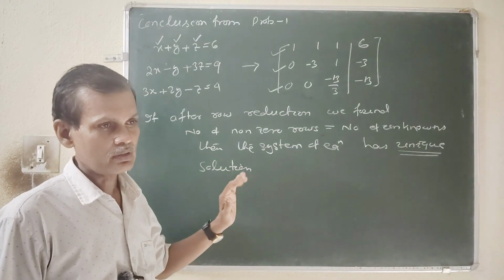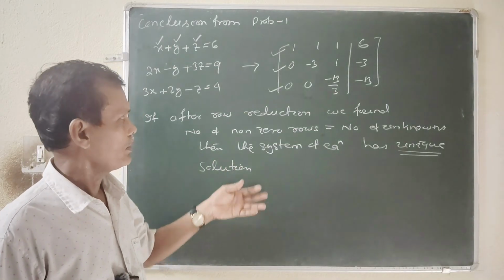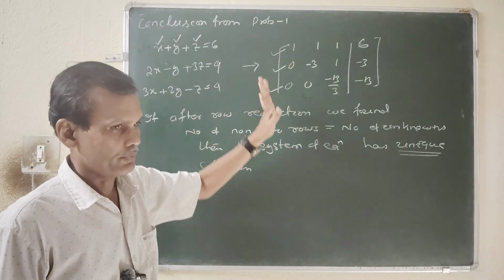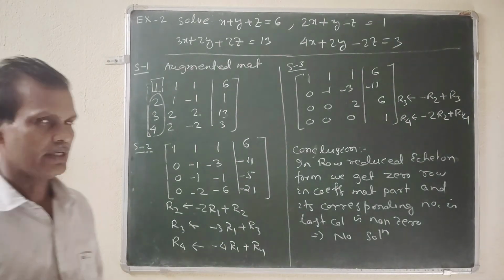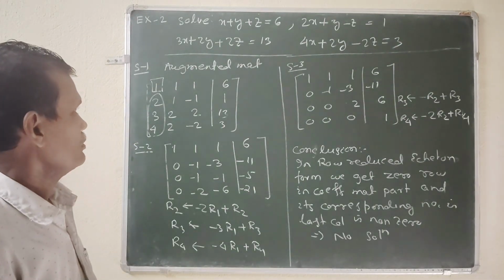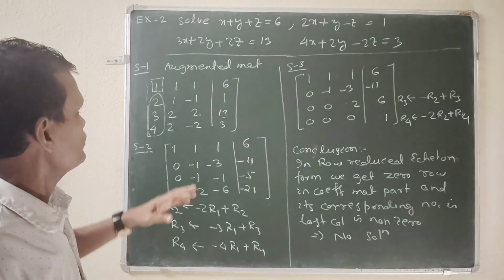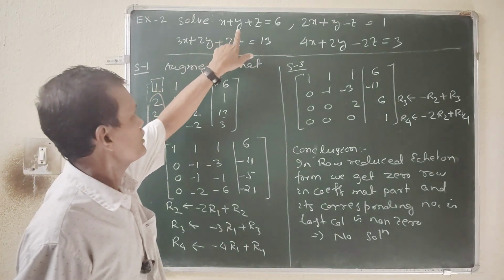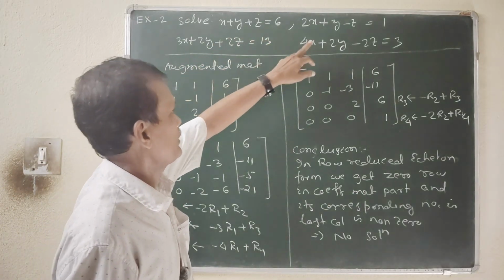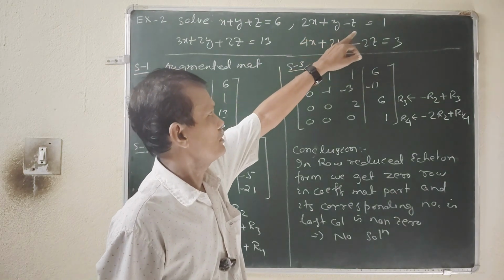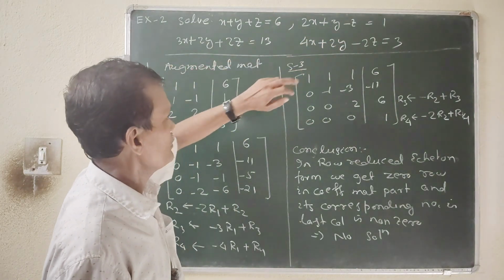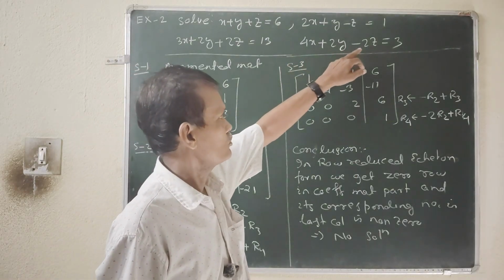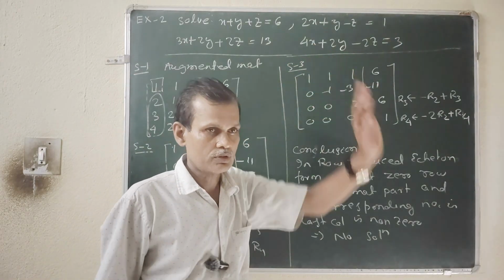Now we will consider other examples where these conditions will not appear. Now we will consider the second example for Gauss elimination. Here we have considered 4 equations. First equation is x plus y plus z equal to 6. Second equation is 2x plus y minus z equal to 1. Third equation is 3x plus 2y plus 2z equal to 13. 4x plus 2y minus 2z equal to 3 is the fourth equation.